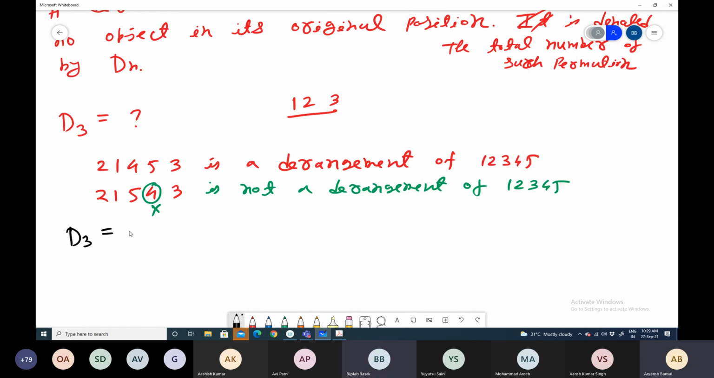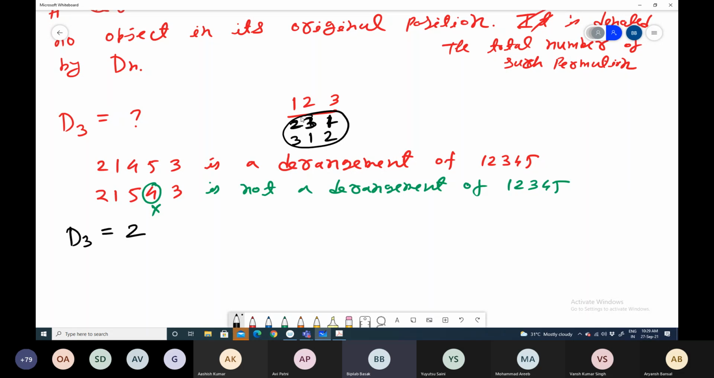2. Right, so this is just 2 because we have only 1, 2, 3. So first one can be 2, then it will be 3, then 1. If it is 2, then this is only 3, this is 1. This is only one option, and the other option is it is 3, it is 1, this is 2. So there are only 2 options. Right, so therefore D3 is 2.